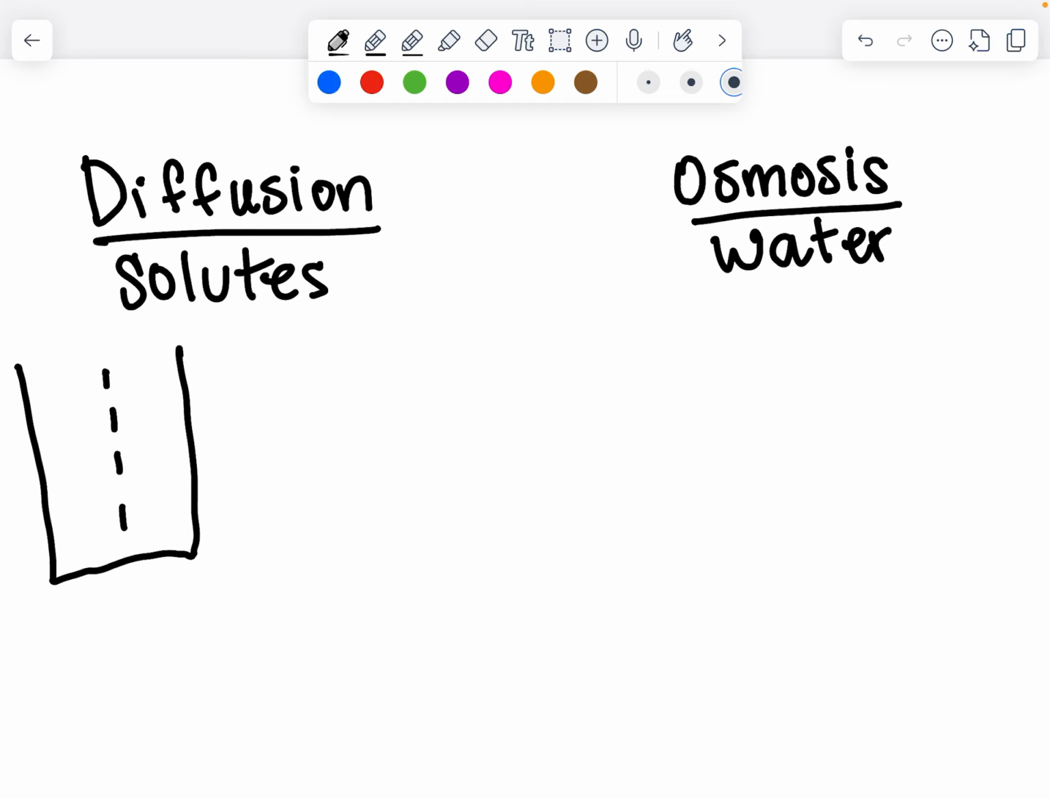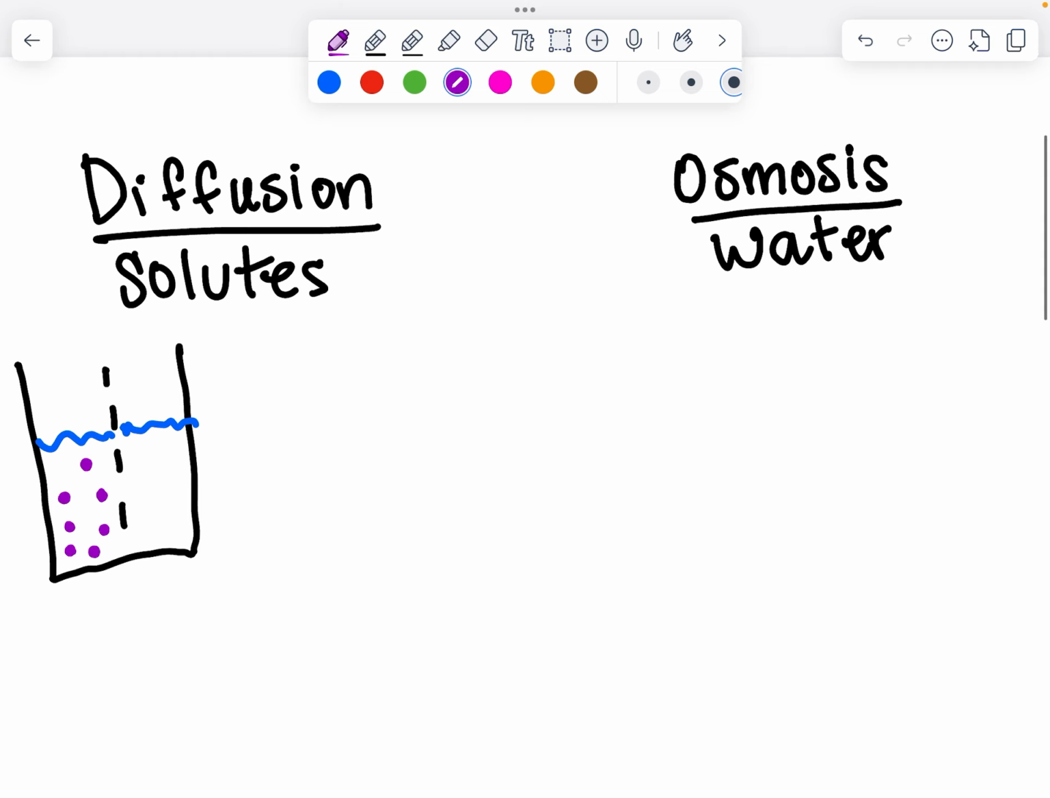Now in this beaker, we are going to add some water. And we are going to put in some solutes. Now, solutes are always illustrated as dots. Now, we'll have more solutes on one side of the semi-permeable membrane than we have on the other. In the case of diffusion, solutes are going to move until they are equal on both sides.